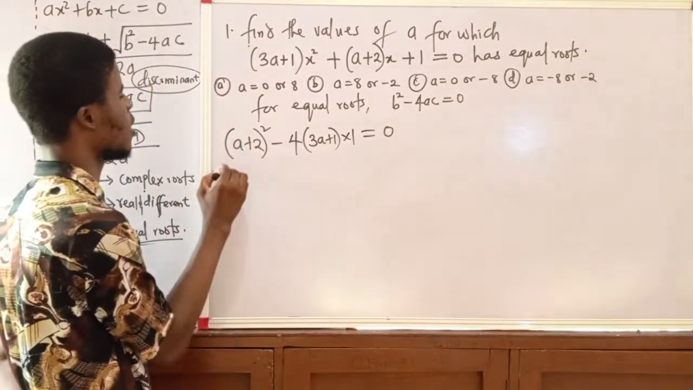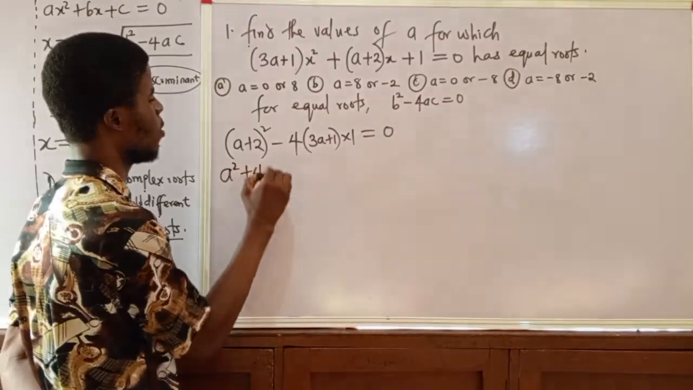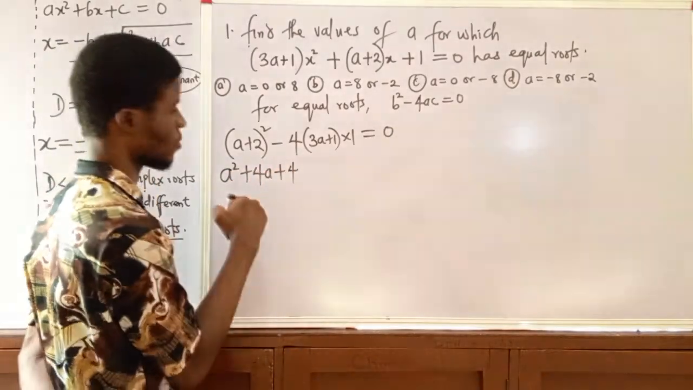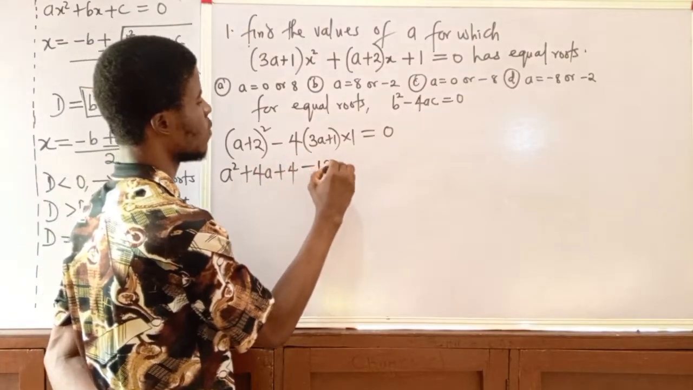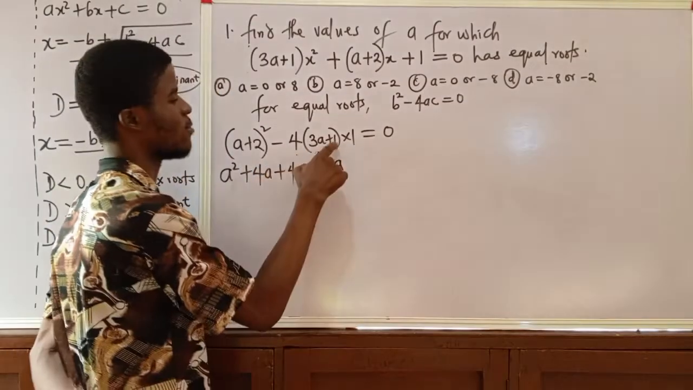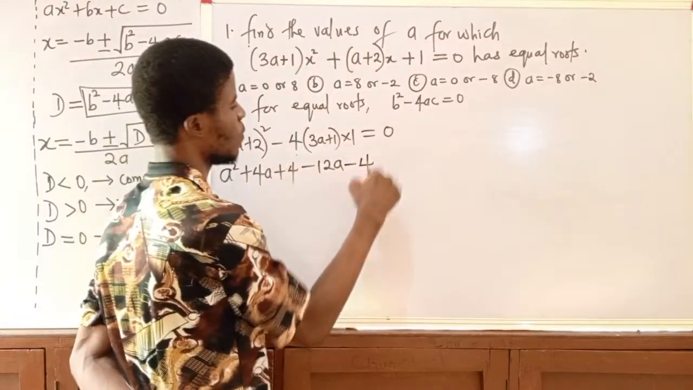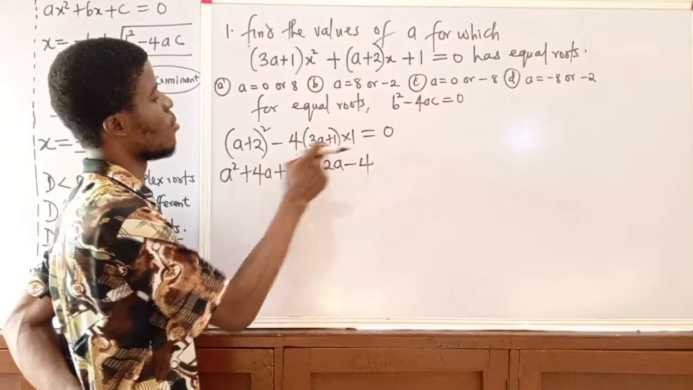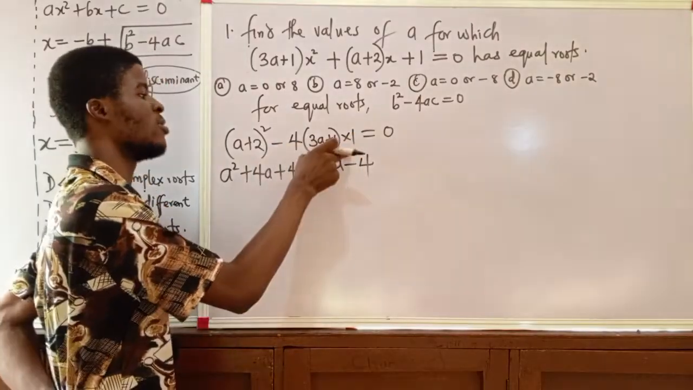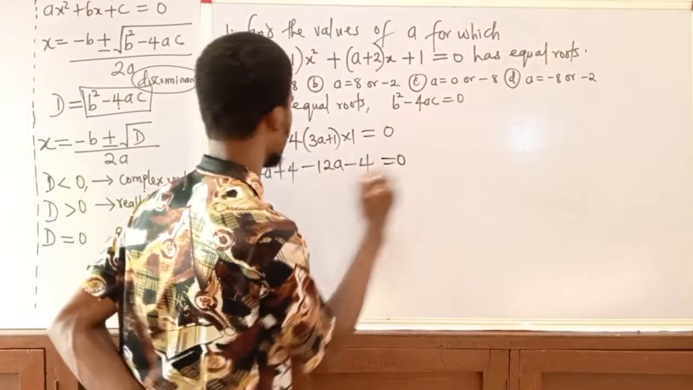So let's expand a plus 2 squared. If we expand this, we'll get a squared plus 4a plus 4. Okay? Minus 4 times 3a is minus 12a. Minus 4 times 1 is minus 4. Of course, this one is insignificant because multiplying everything here by 1 is still that thing. And that's equal to 0.